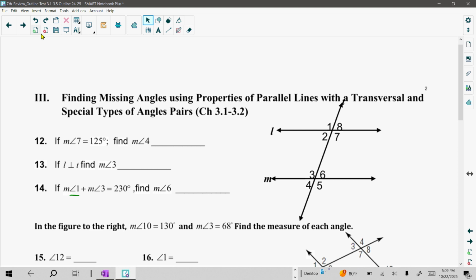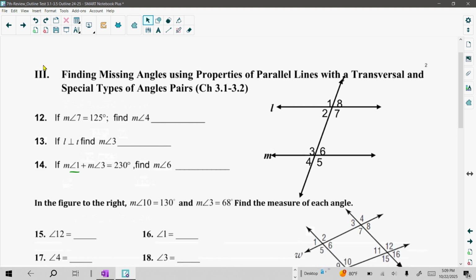Let me explain this next section. This is when you have to really understand the properties and the relationships, these special types of angle pairs that come with the parallel line and the transversal. So the key thing here is parallel line.